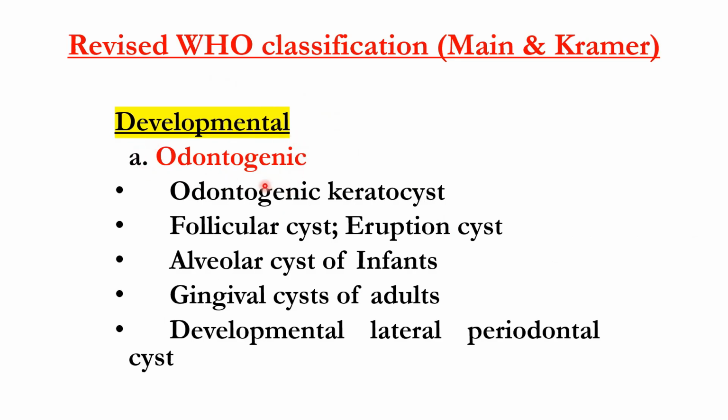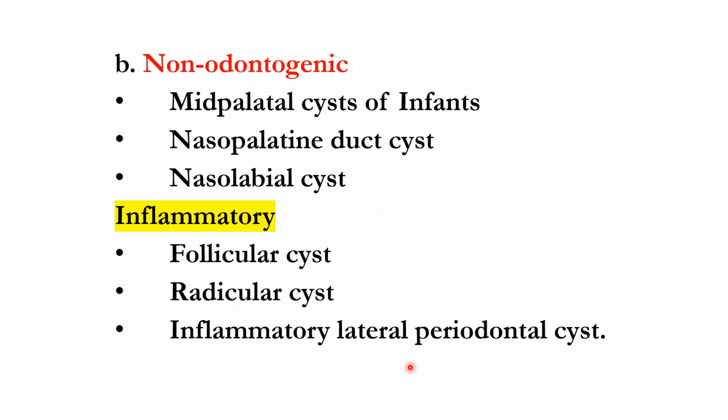So the odontogenic cysts are odontogenic keratocyst, follicular cyst, eruption cyst, alveolar cyst of infant, gingival cyst of adults, and developmental lateral periodontal cyst. Non-odontogenic cysts, this we will study at the end of all the cysts, that is mid-palatal cysts of infants, nasopalatine duct cyst and nasolabial cyst, and inflammatory cysts, that is radicular cyst and inflammatory lateral periodontal cyst.